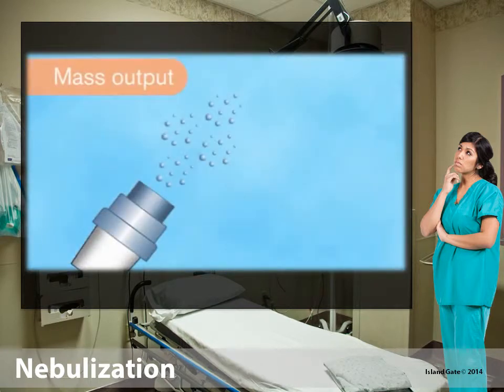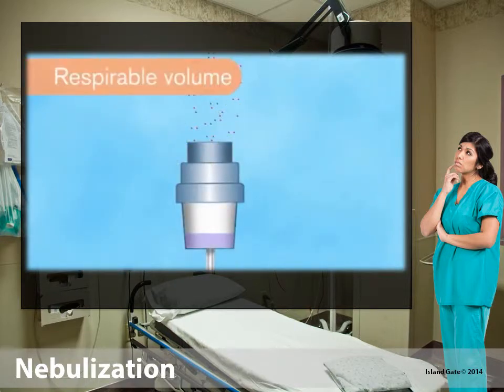Mass output is defined as the total weight of drug particles produced by the nebulizer and is expressed in grams per minute. Respirable output is the weight of drug particles produced by the nebulizer of the optimum particle size, and this is also expressed in grams per minute. Residual volume is the volume of drug remaining at the end of the nebulization procedure.